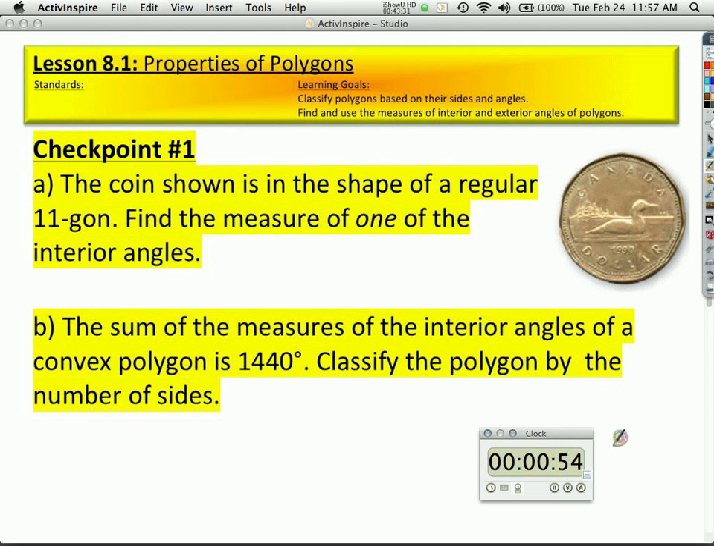Mr. Gallant, are we rounding? Like to the nearest tenth or just? Whatever you got.